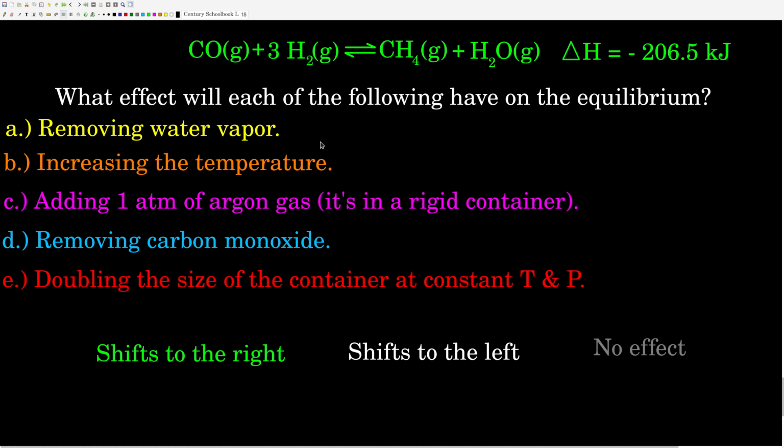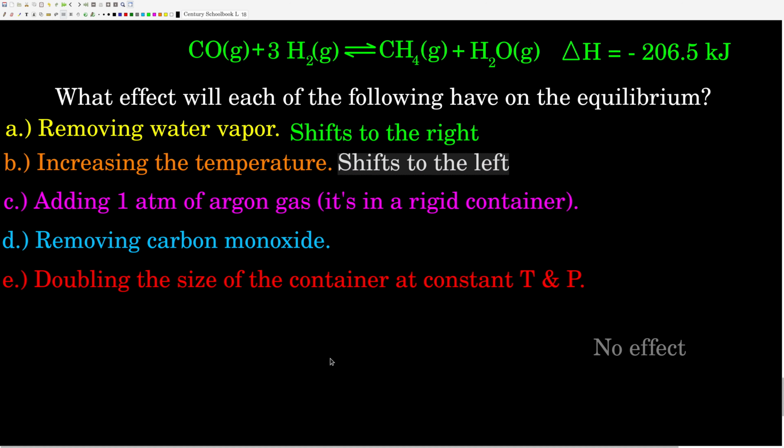Welcome back, guys. So if we remove water vapor, that's a product, the equilibrium will shift to the right. If we increase the temperature, so this is an exothermic process because delta H is negative, so the energy is a product, so by increasing the temperature, adding more energy, the equilibrium will shift to the left. If we add 1 atmosphere of argon gas in a rigid container, nothing happens because argon is an inert gas. No effect. If we remove carbon monoxide, that's a reactant, so we will shift to the left.